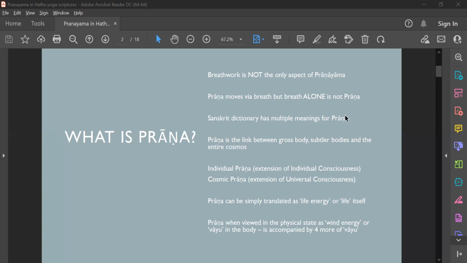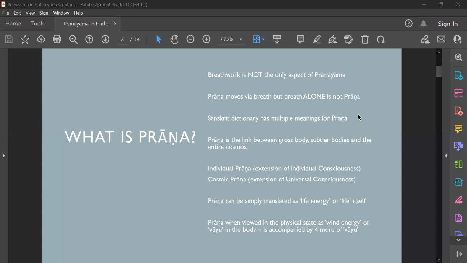Okay, and prana moves via the breath. This also we have figured out. When we regulate the breath, our heart is beating fast, we are anxious, the blood is circulating really fast. When you regulate the breath, everything else calms down. Why is that? Because prana also moves through the breath, but breath alone is not prana. This we have to understand. This is the fundamental, because breath is equated to prana more often than not.